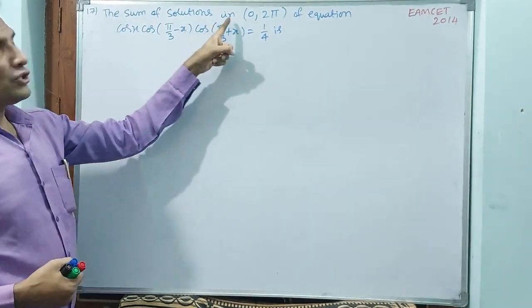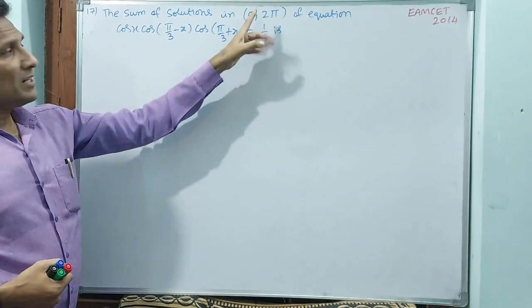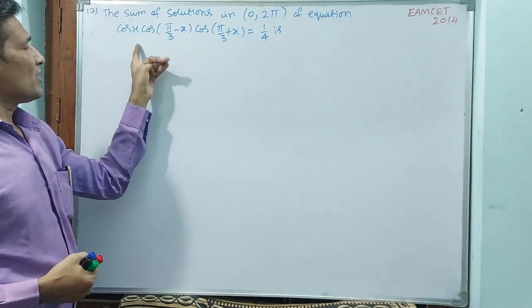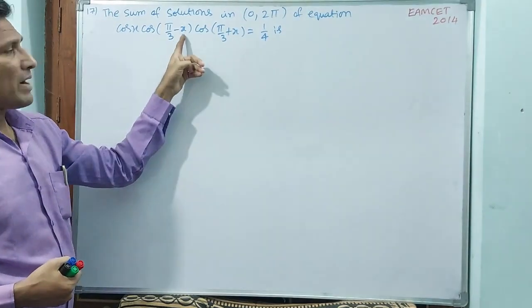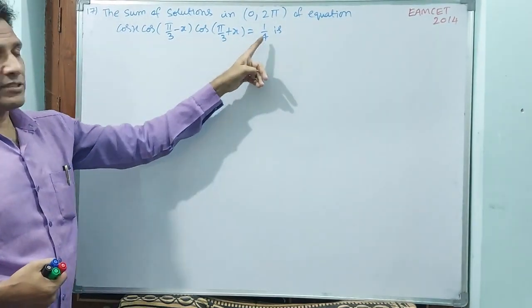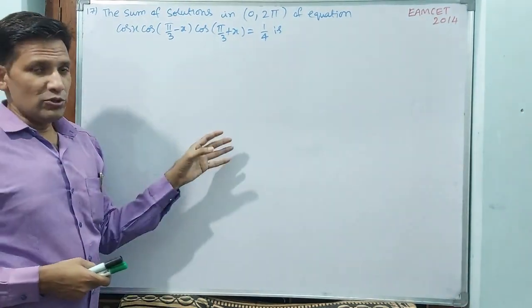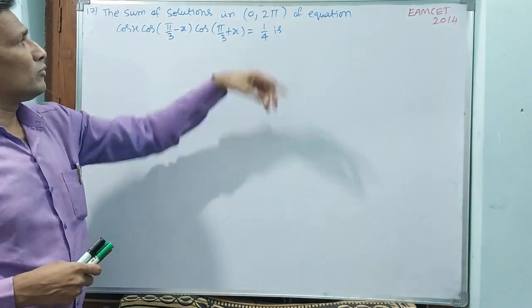The sum of solutions in 0 to 2 pi. That means the x value is from 0 to 2 pi. Like that you have to understand. Of the equation cos x into cos(pi/3 minus x) into cos(pi/3 plus x) is equal to 1 by 4. So not only find the solutions, you have to add those solutions. Sum of solutions is asked.